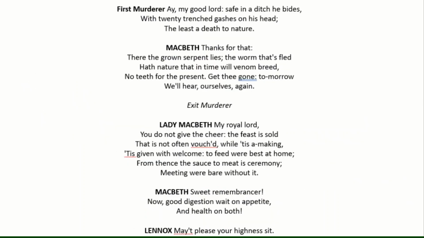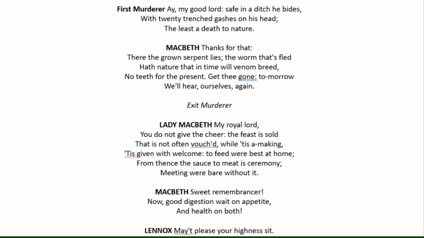Okay. "I, my good lord, safe in a ditch he bides, with twenty trenched gashes on his head, the least a death to nature." "Thanks for that." "There the grown serpent lies, the worm that's fled hath nature that in time will venom breed, no teeth for the present. Get thee gone, tomorrow we'll hear ourselves again." Exit murderer.